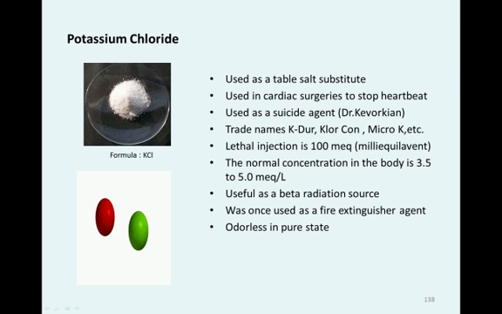Potassium chloride has several different uses, such as being used as a table salt substitute, being used in cardiac surgeries to stop the heartbeat, and even used as a suicide agent. The normal concentration in the body is 3.5 to 5.0 milliequivalents per liter. It is also odorless in its pure state.